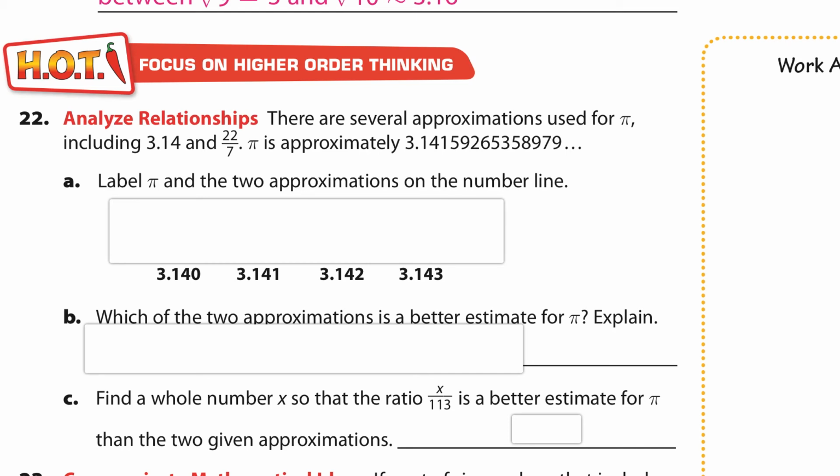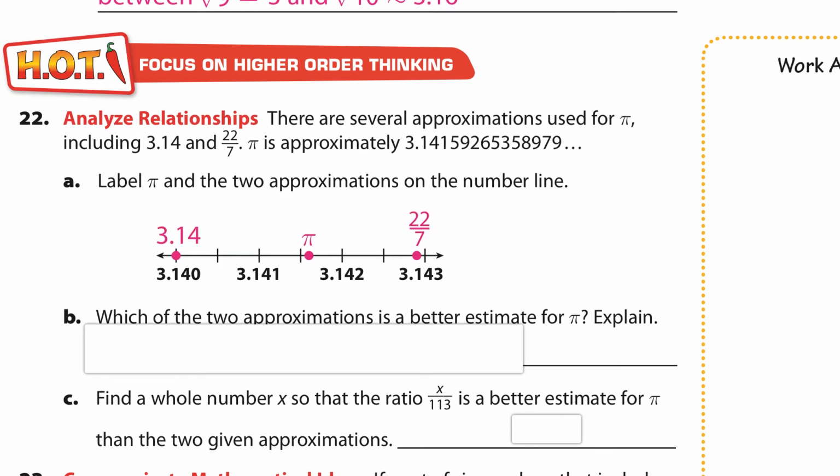Okay, so here is our number line. Pi would be, obviously, as you can see, right about there, and 3.14 is less than that because it's missing all those other numbers in the decimal. 22 over 7 ends up being more than that. So there you go. Which of the two approximations is a better estimate for pi?